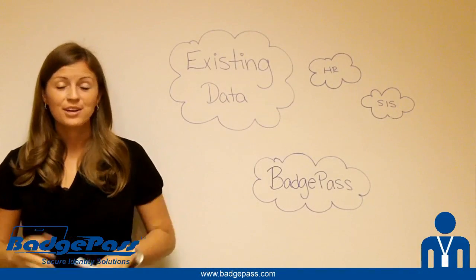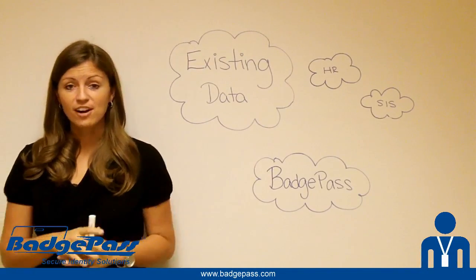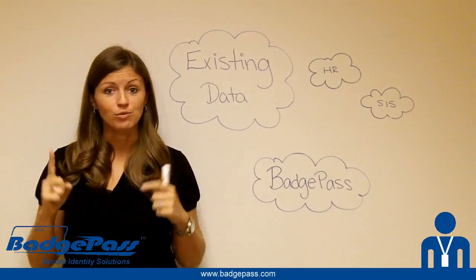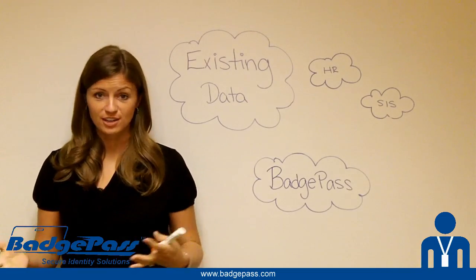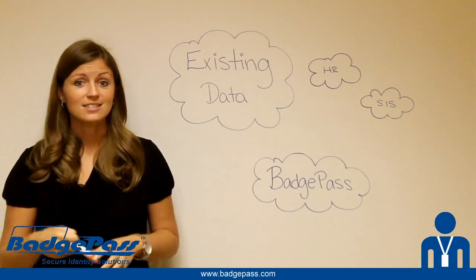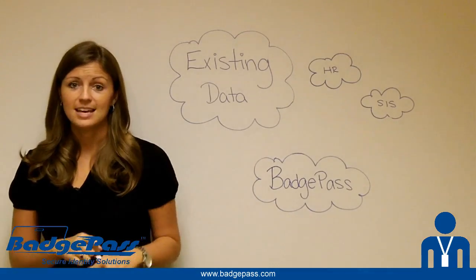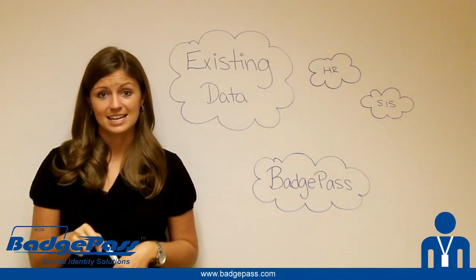Okay guys, so by now you've been selling a lot of BadgePass, or at least talking about it with all of your customers, right? And they're all getting really excited about that concept of one centralized database for all of their security applications. So the first question you're probably going to get asked once you get them on board with this concept of using BadgePass as their backend database is, how are they going to get their existing database information into our system?